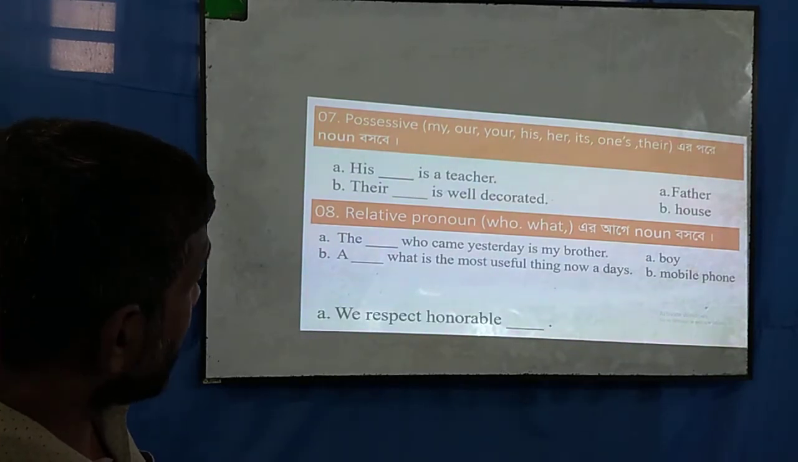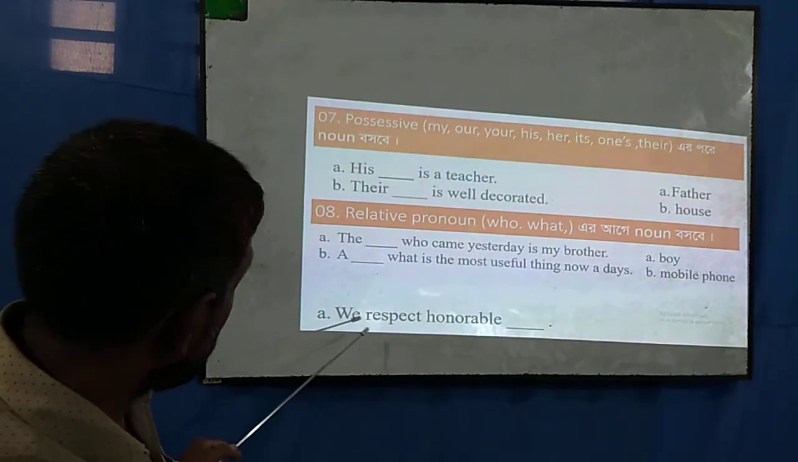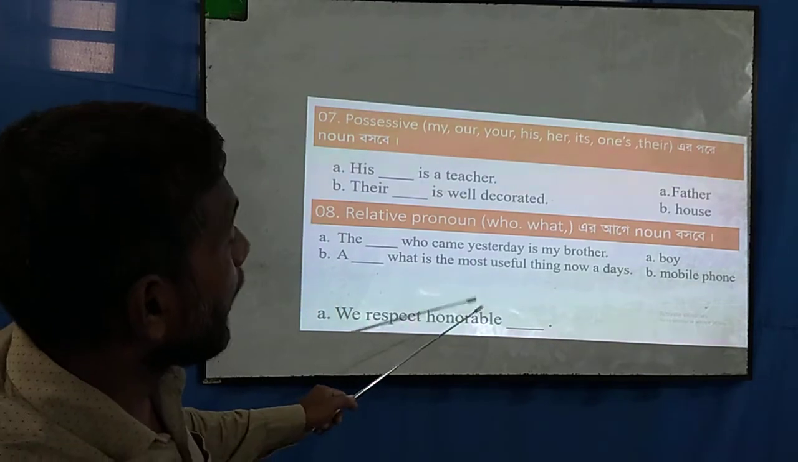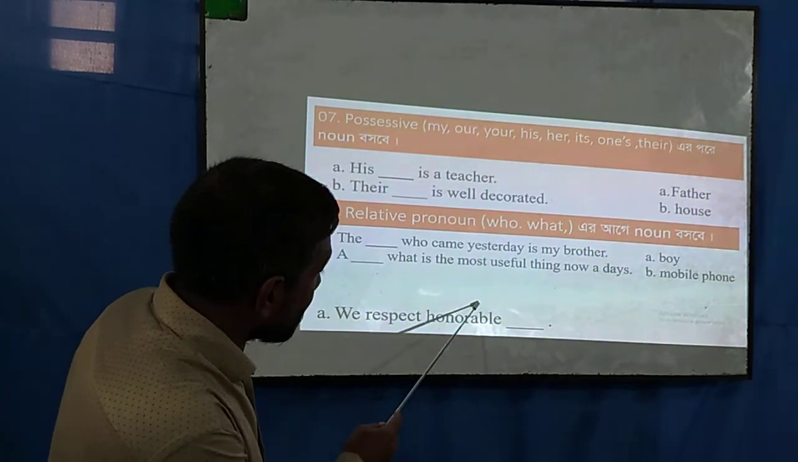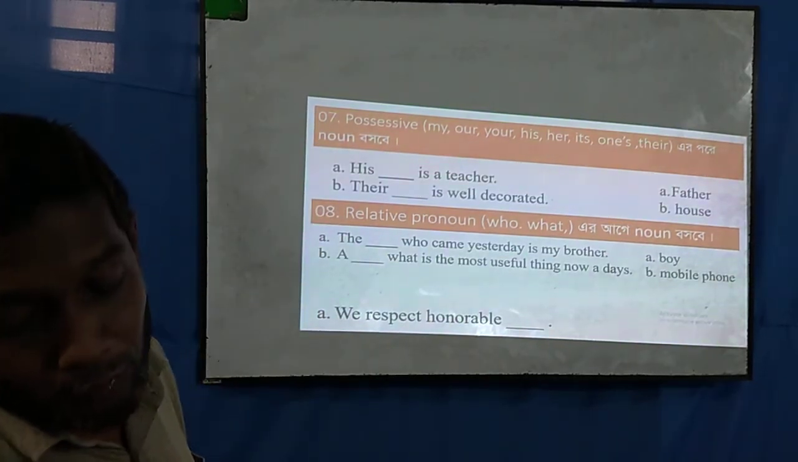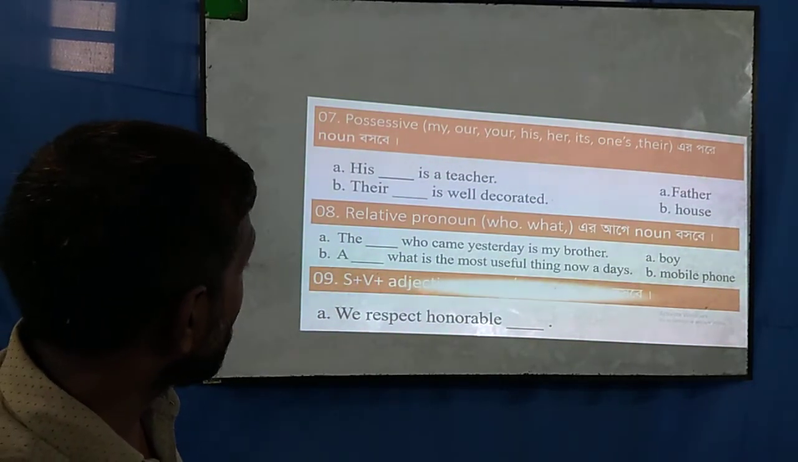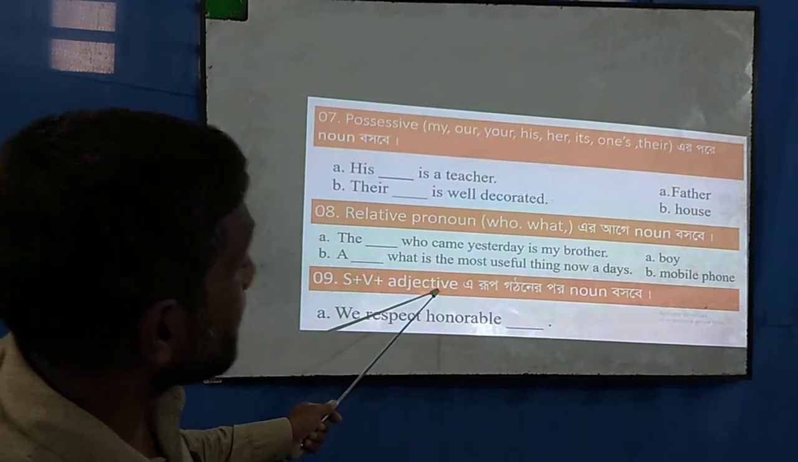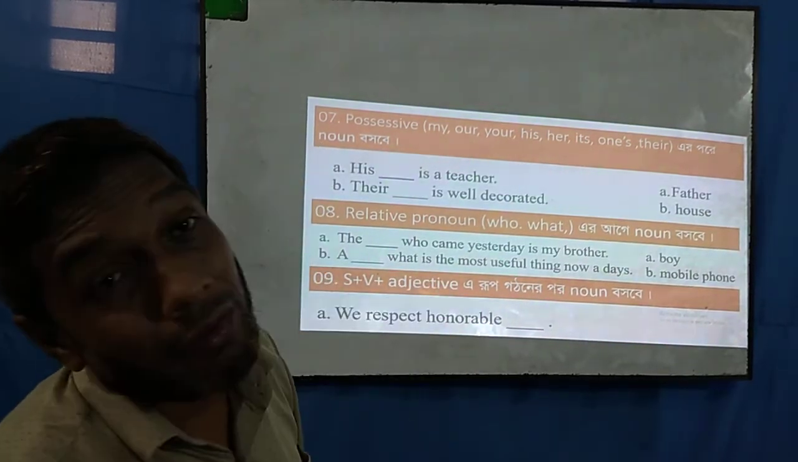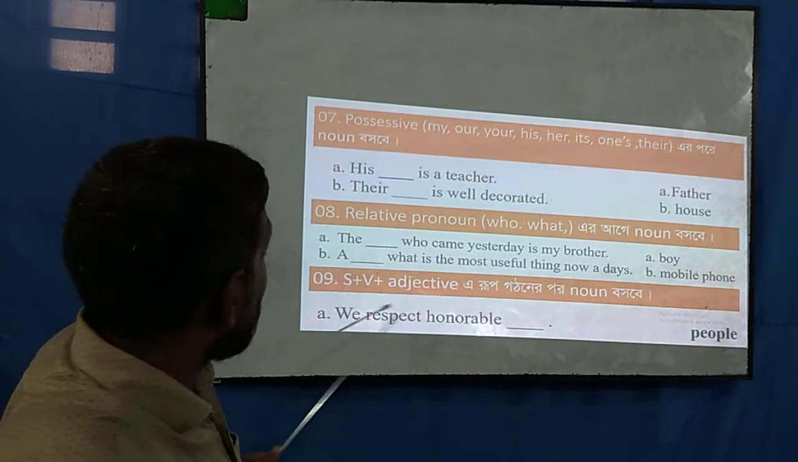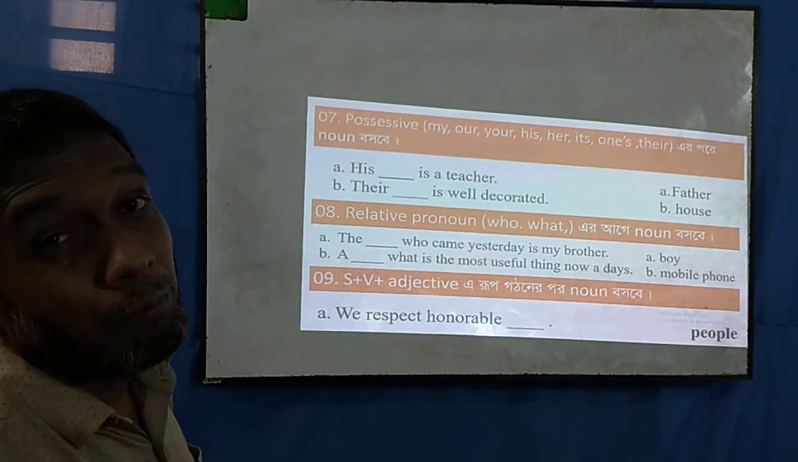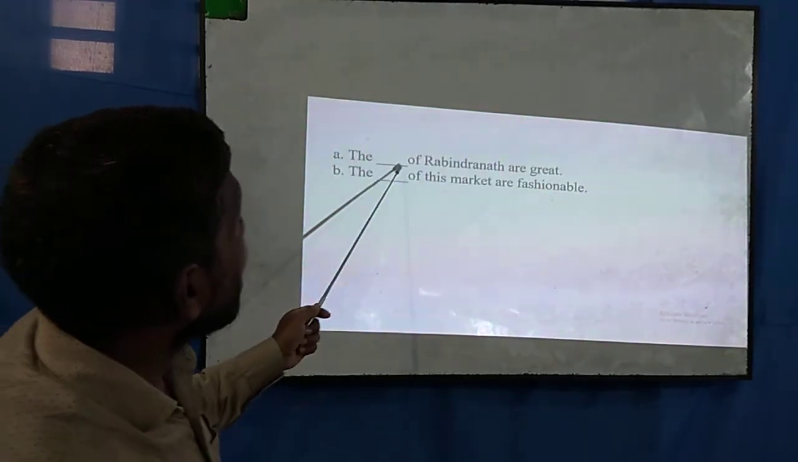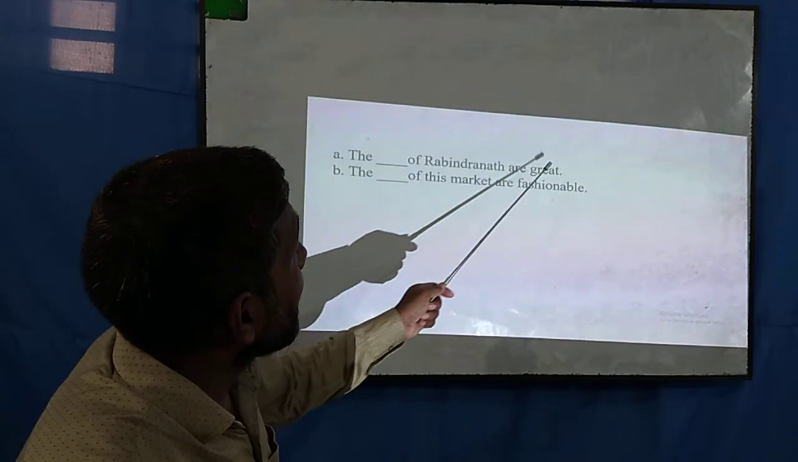So dear students, I would like to move ahead. We respect on arrival. In my previous slide, I showed you that after an adjective we must use a noun. After an adjective we have to use a noun. So after the pattern subject plus verb plus adjective, a noun will be used. So the answer should be a noun. The word should be a noun. We respect honorable people.